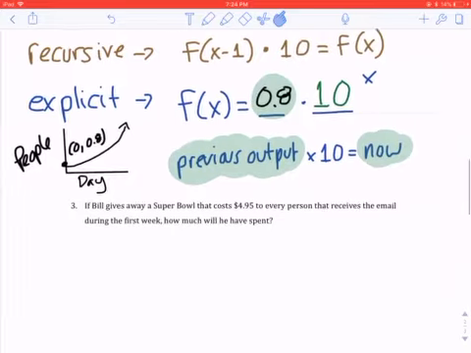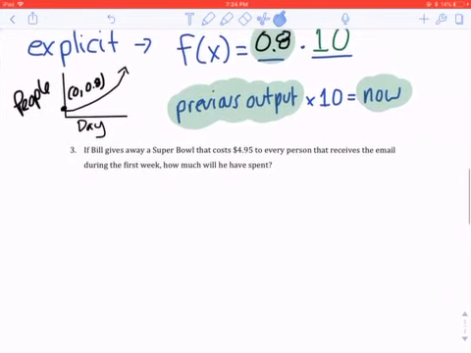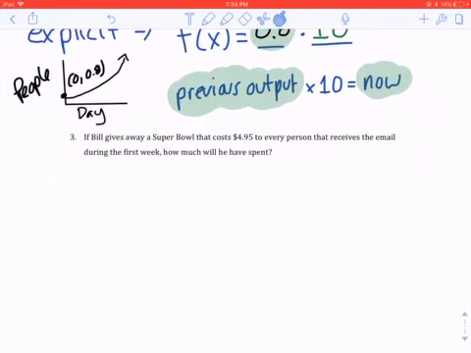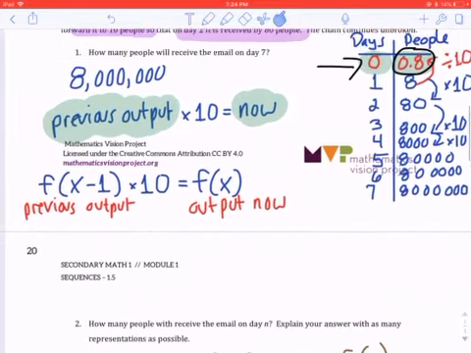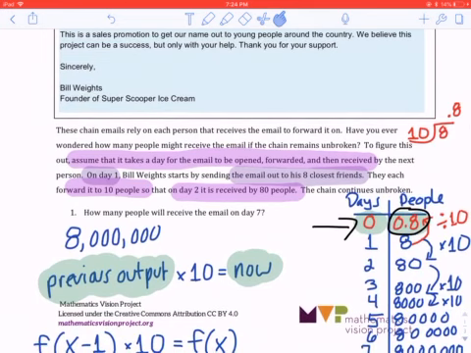Alright, so now I'm going to go down to question 3. If Bill gives away a Super Bowl that costs $4.95 to every person that receives the email during the first week, how much will he have spent? Now, a week is 7 days. So we figured out earlier that after 7 days, on day 7, 8 million people received it.